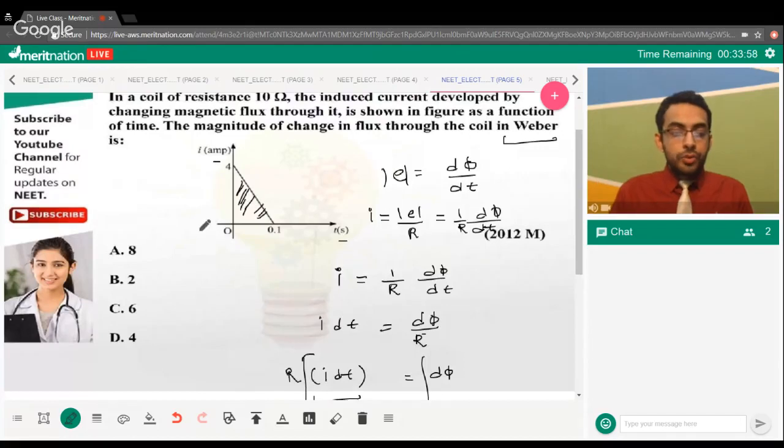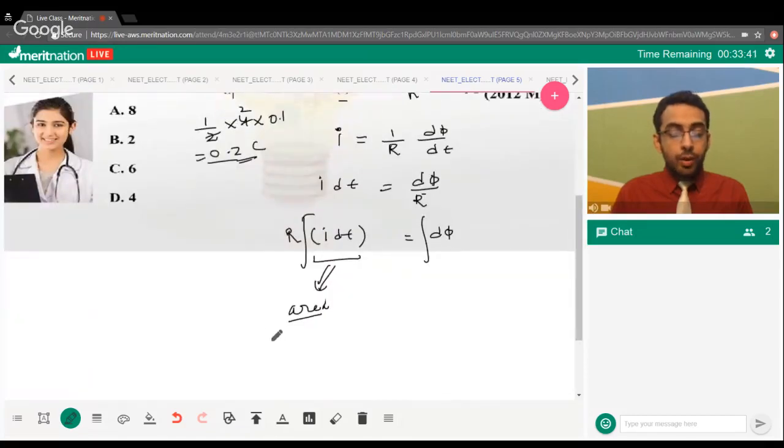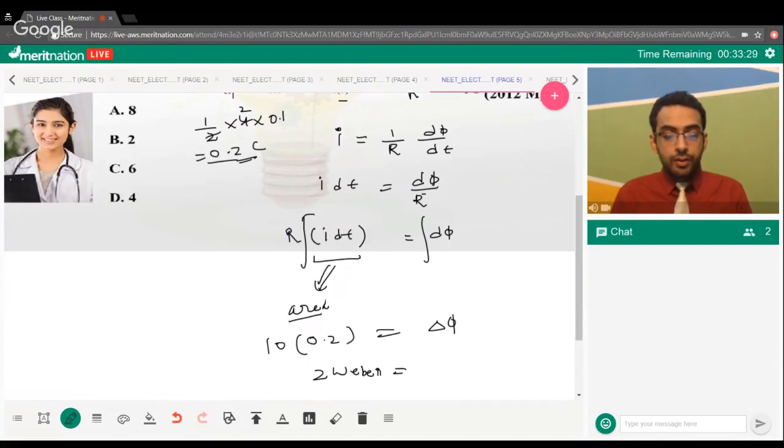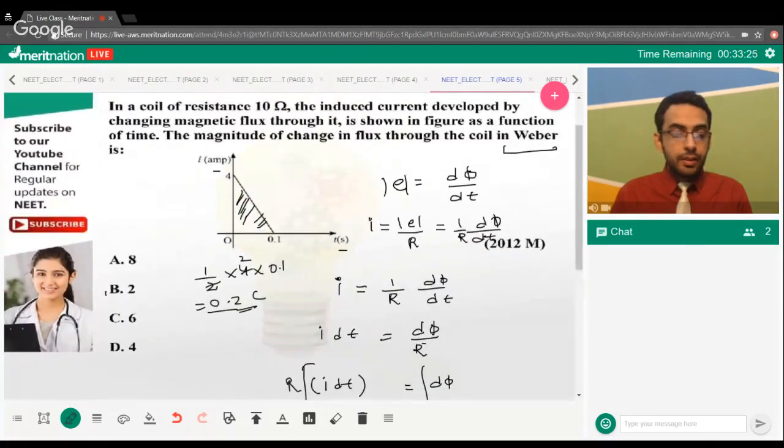So how can you find this area? Simply 1 by 2 times 4 into 0.1. So that's equal to 0.2 coulombs. This is the charge. So R is 10, and this is 0.2. So when you multiply, the total change in magnetic flux is equal to 2 Webers. So the correct answer for the given question is B.